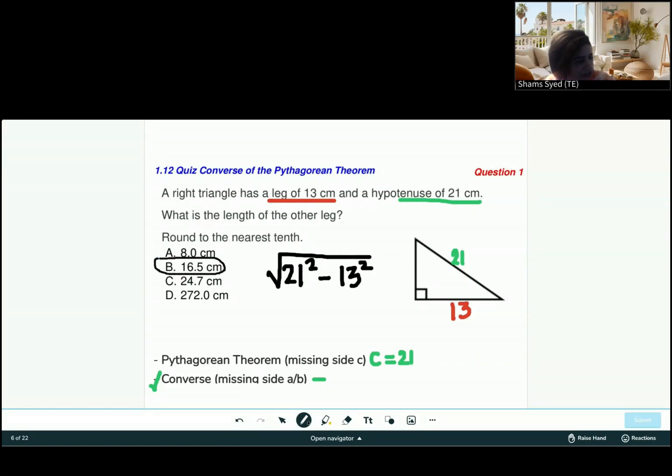Let's see, Dwayne is working it out. Samaya's working it out. Rania's working it out. Dwayne got B. Absolutely. Class, are there any questions when we want to find one of the missing shorter sides? Subtract the squares and put it under the square root.